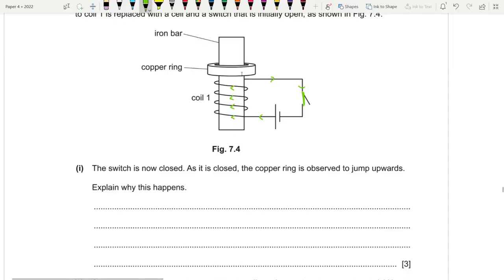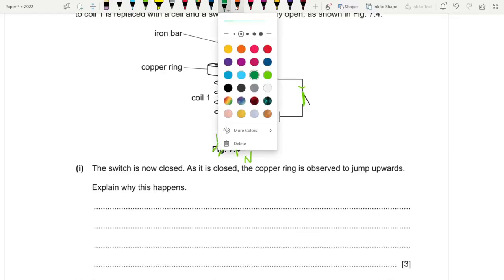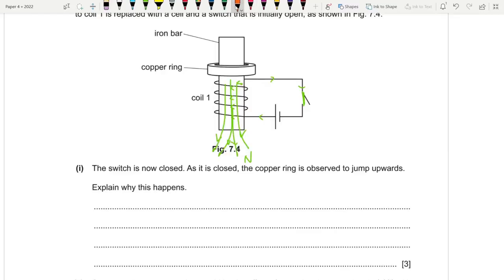As a result, an EMF will be induced, and it will be induced in such a way that it opposes the initial EMF which created it. So if the field is like this, for example, we know that this is the north pole according to the right hand grip, and this is the south pole. The ring will have such a magnetic field so as to oppose the change that created it. So this will be the south pole and this will be the north pole.